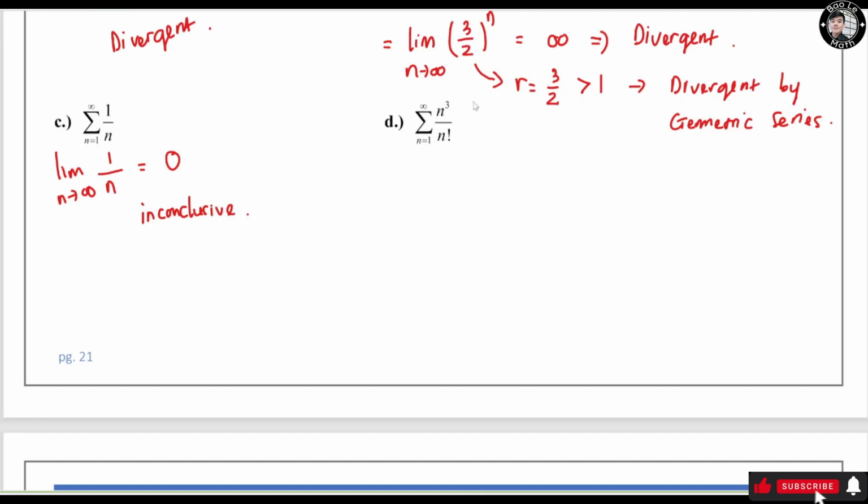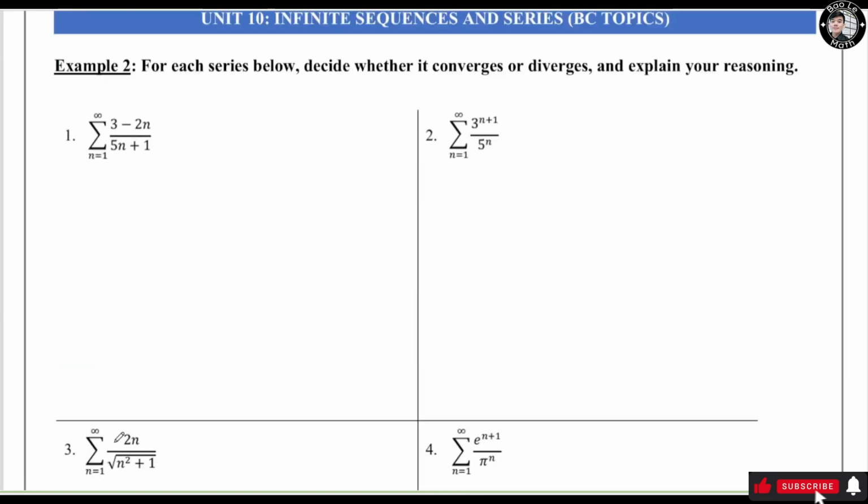Now question D. We have the limit of n cubed over n factorial when n approaches infinity. Now remember, this one is a polynomial function and this one is a factorial function. Factorial grows significantly faster than the other function, right? So the bottom is much larger than the top, and then this one becomes 0, right? So you can say this one is inconclusive, right? Now let's take a look at example number 2.